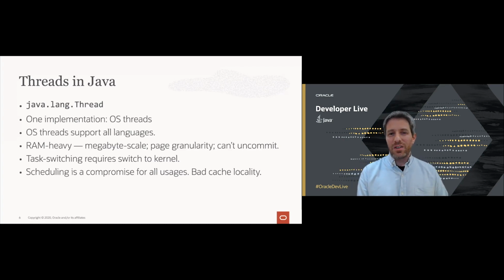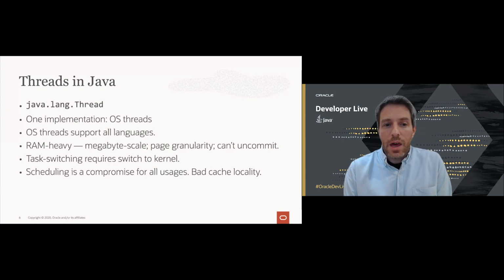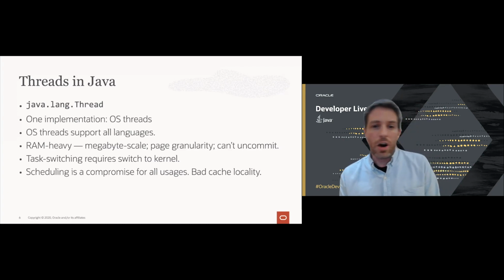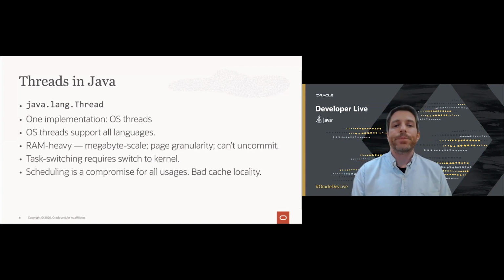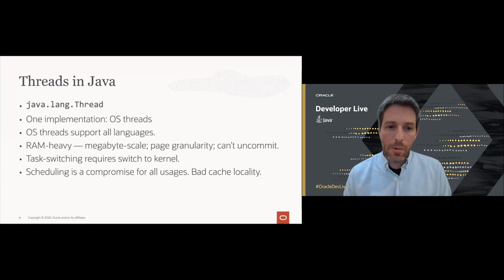So java.lang.Thread is just a thin wrapper around an OS thread. Now OS threads don't know anything about Java, and they need to support all languages, right? Java, C, Python, others. Because of that, they need to be very general. They don't know exactly how each of those languages and runtimes make use of the stacks. And that means that they have to allocate fixed size stacks that are very big. Also, context switching between threads has to go through the kernel, which is often relatively slow.